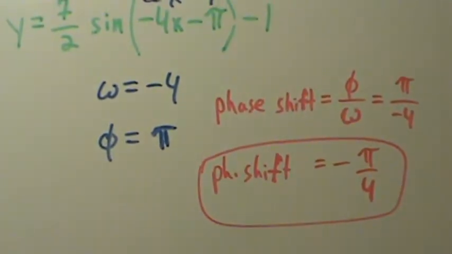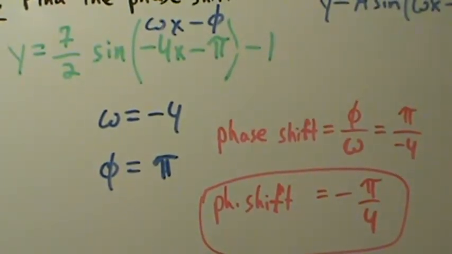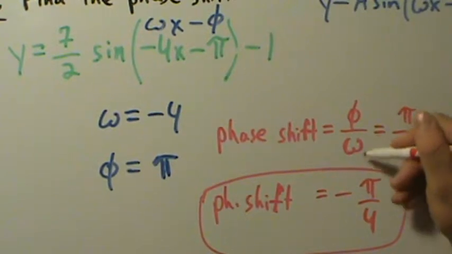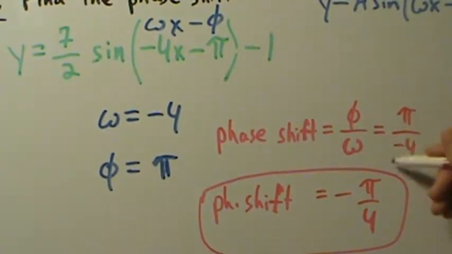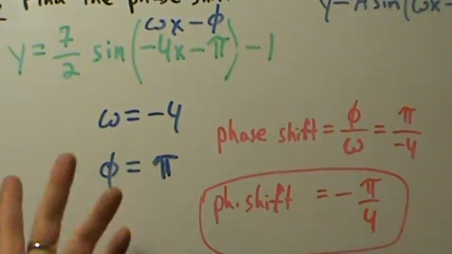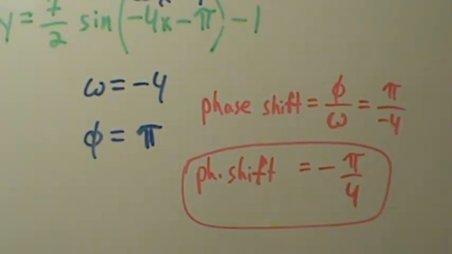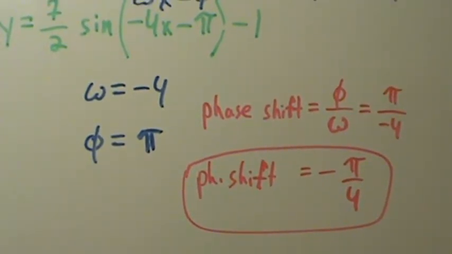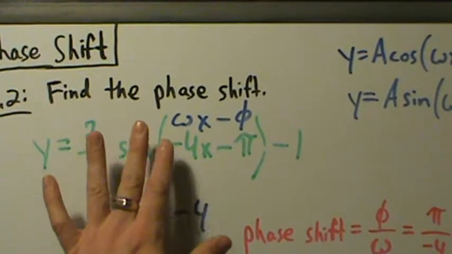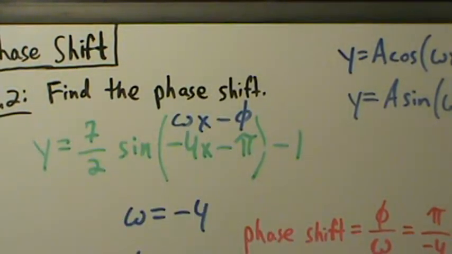So what would happen if we did put absolute values on omega? Well, then we would have absolute values here. And since omega is negative 4, the negative 4 would become a positive 4, and we would end up with positive pi over 4 for our answer, which is completely, totally incorrect. So we want to be very, very careful. The phase shift in this case really is negative pi over 4. So just be careful when you identify what's omega, what's phi. Just be very careful about that.